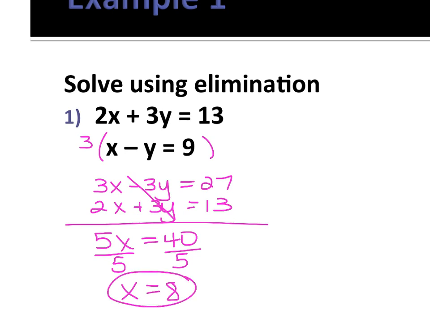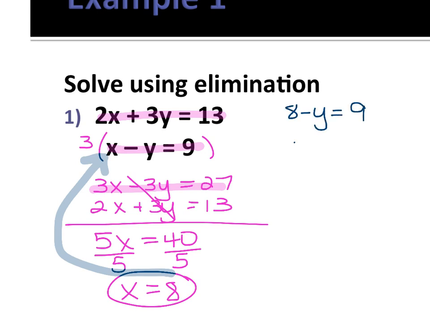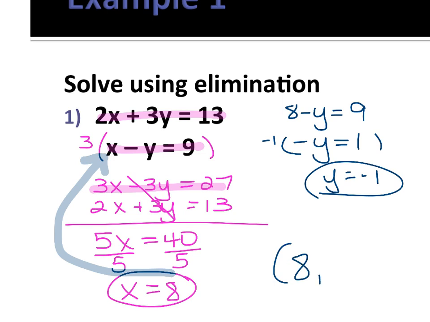Once I've got my first variable, I can plug it back into here, here, or even here, whichever one we altered. Make it as easy as possible on yourself. So if you plug it back in here, I get 8 minus y equals 9. Subtract the 8, I get 9 minus 8, which is 1. Negative y, multiply everything by negative 1, and I get y equals negative 1. And I write it just like my solution set as before, (8, negative 1).